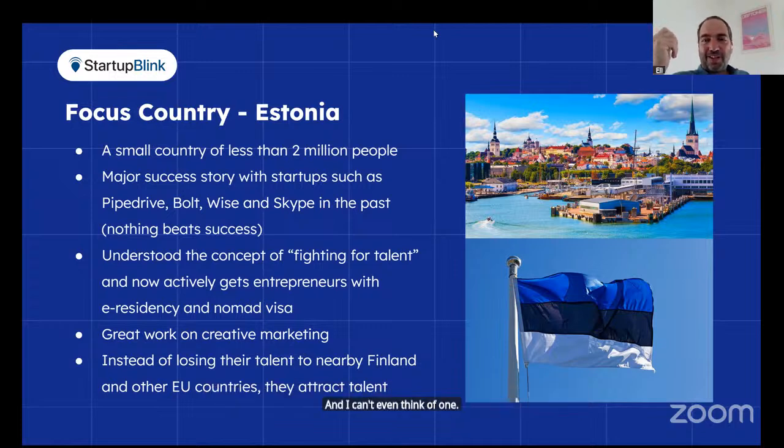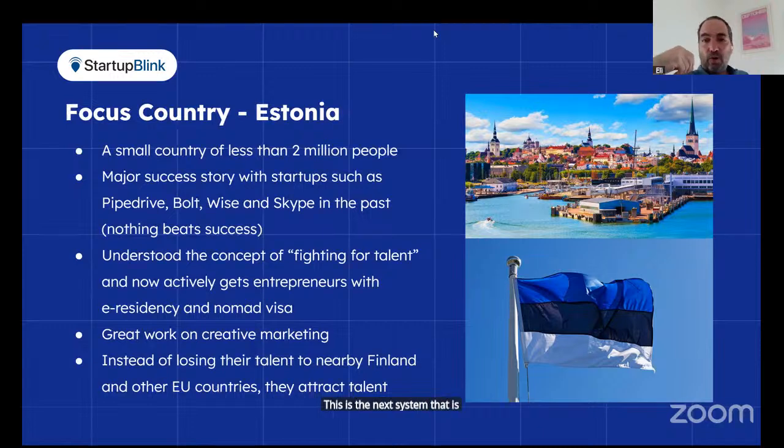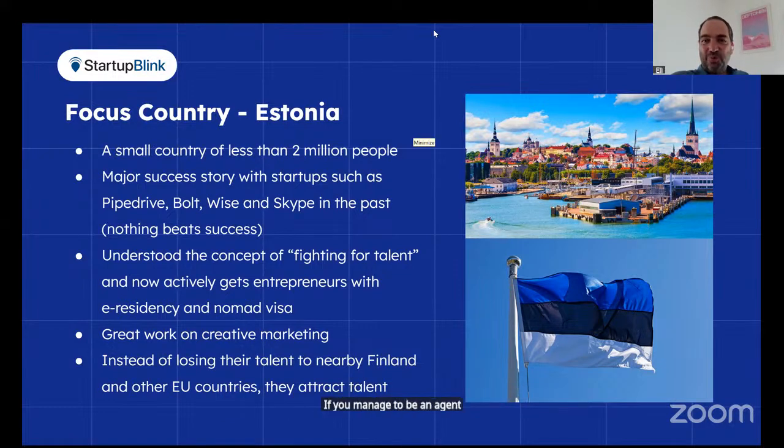The biggest problem with Canada is actually the USA. The USA is close. You can go there relatively easily. This is an ecosystem that is definitely underperforming, although I do have to say that the government of Canada is investing a lot in solving this issue. But basically, the idea is that you're losing the entrepreneurs, the founders of Slack and so on. But Canada did do something amazing, by the way.